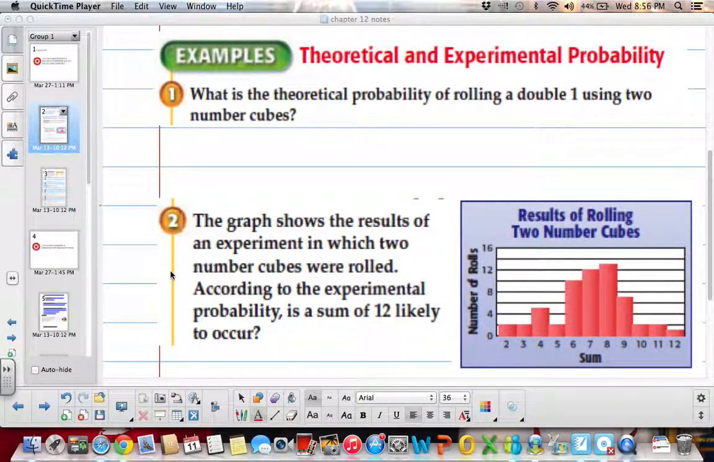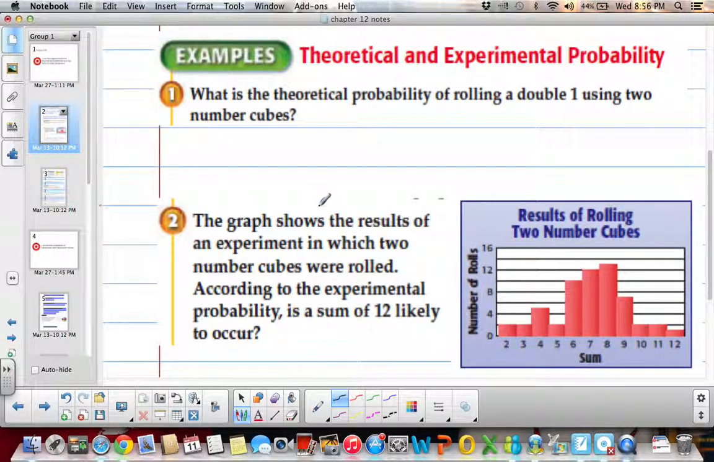What is the theoretical probability of rolling a double 1 using 2 number cubes? So if we rolled 1 dice, the probability of rolling a 1 would be 1 out of 6, because one of the number sides of the dice is a 1, and there's 6 sides. So our bottom number is the total number of options that could happen, and the top number is always, well, what are we trying to get?